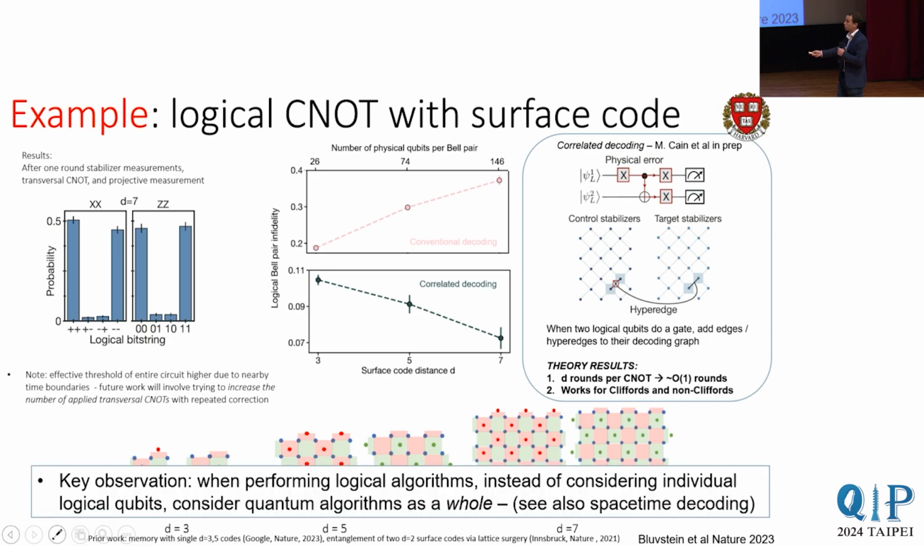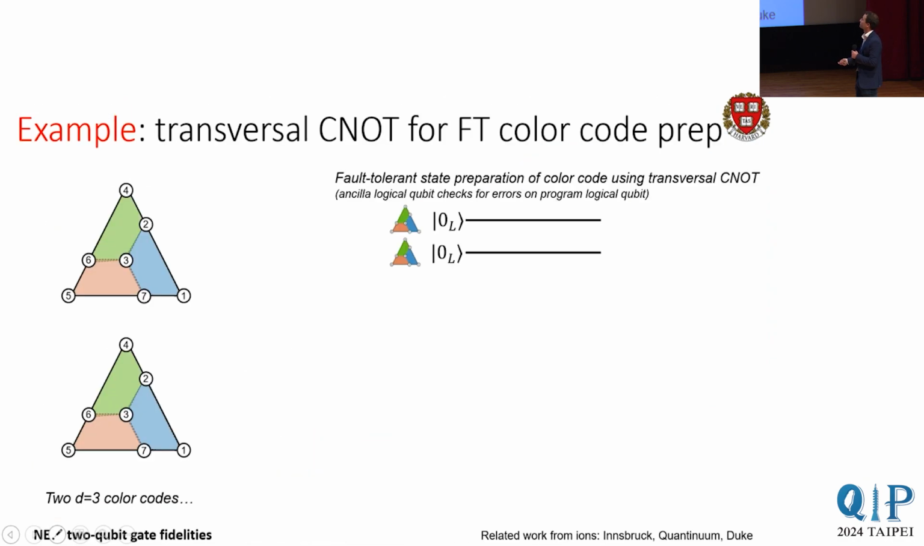And a key observation we made early on in doing these logical algorithm experiments is that once you're considering a logical algorithm, especially if it's like a Clifford circuit, then it doesn't really make sense to think about logical qubits separately. You should really think about it together as a whole, because then, especially for a Clifford circuit, it's just one big stabilizer state anyway. And this correlated decoding is one way that this emerges. So that's one way we're using our system.